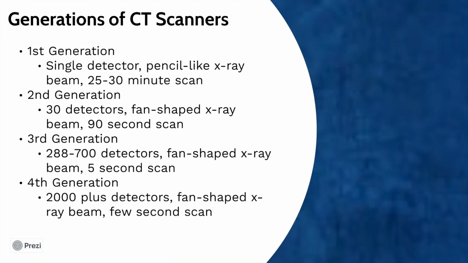There are four generations of CT scanners. The first generation uses a single detector that is a pencil-like X-ray beam that scans for 25 to 30 minutes. The second generation has 30 detectors with a fan-shaped X-ray beam that scans for 90 seconds. The third generation has 288 through 700 detectors with a fan-shaped X-ray beam that scans for 5 seconds. The fourth generation has 2000 plus detectors with a fan-shaped X-ray beam that can scan for a few seconds. And today, in the hospital setting, the third and fourth generation is mainly used.